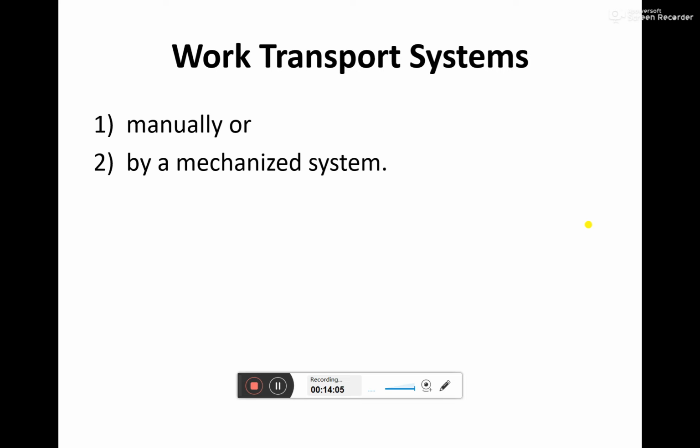In the next class I will discuss the work part transport system in detail. In today's class I discussed what an automated production line is, and what the different advantages and disadvantages of the automated production line are. Hope you understand this particular topic. Thank you one and all.